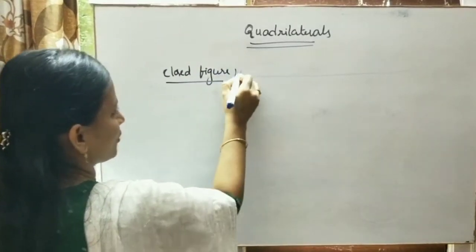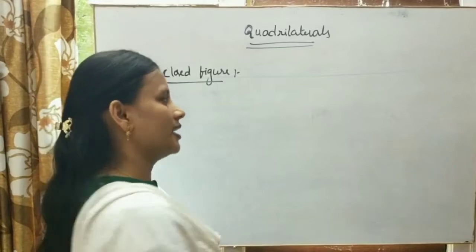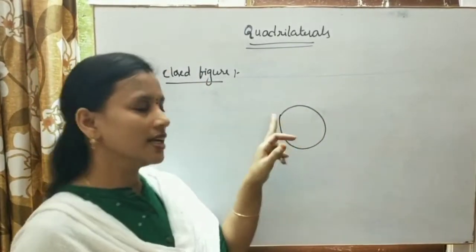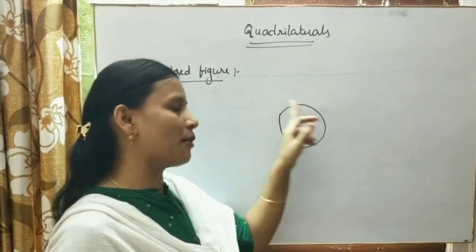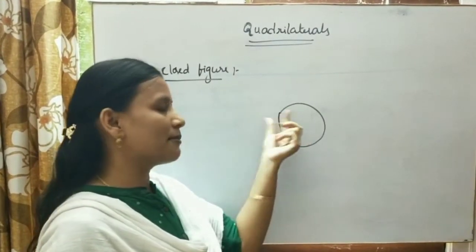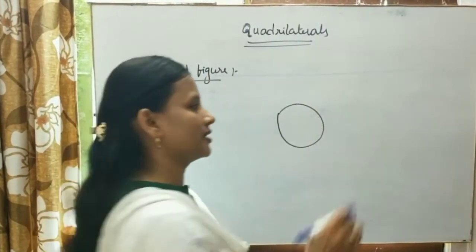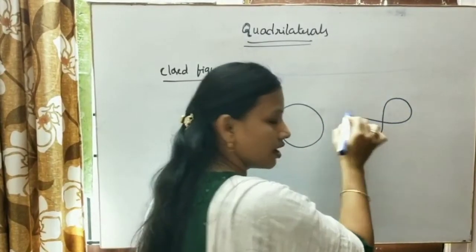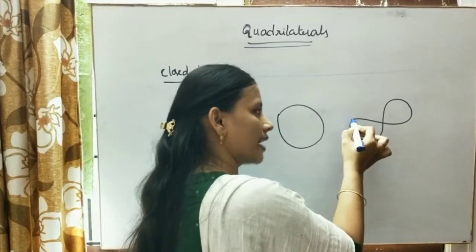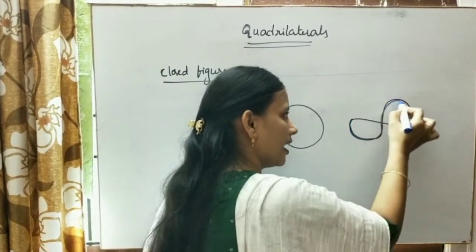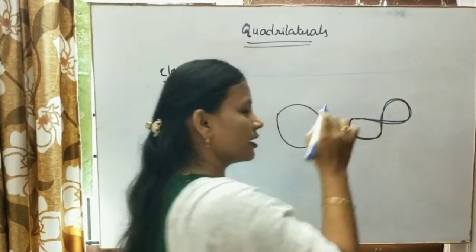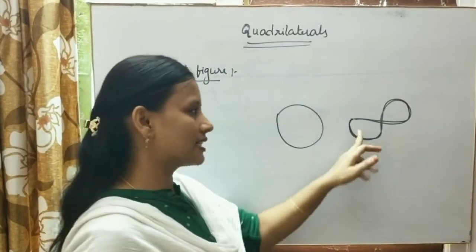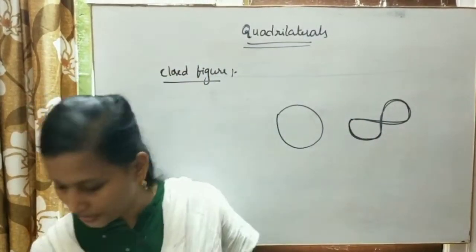What is closure figure? Closure figure means if the starting point and ending point are same, such type of figures are called closure figures. So this is a closure figure. Suppose this is also a closure figure, because here I started here and again I came here only. So here also the starting point and ending point are same. That's why this is also a closure figure.